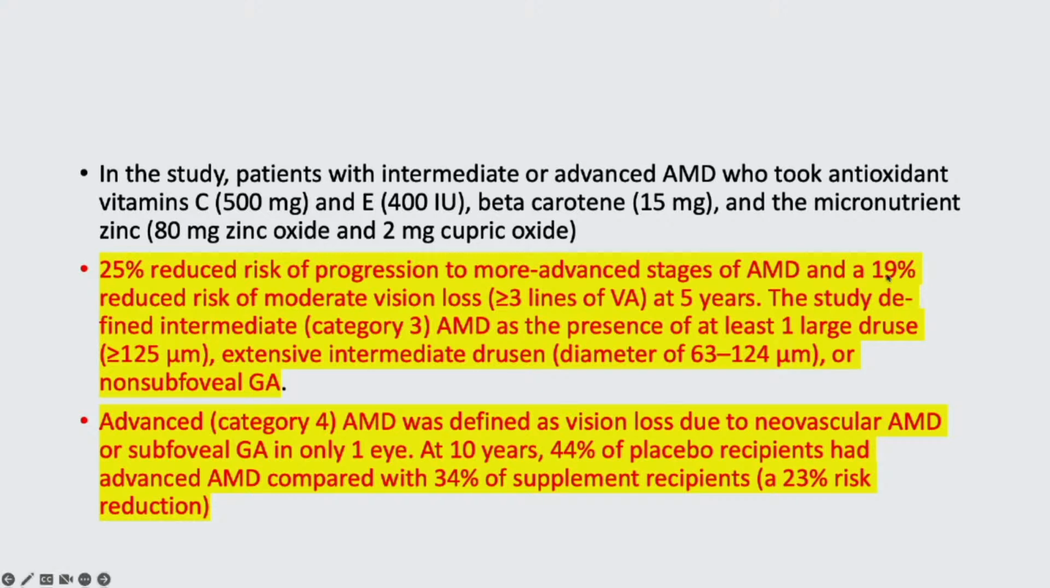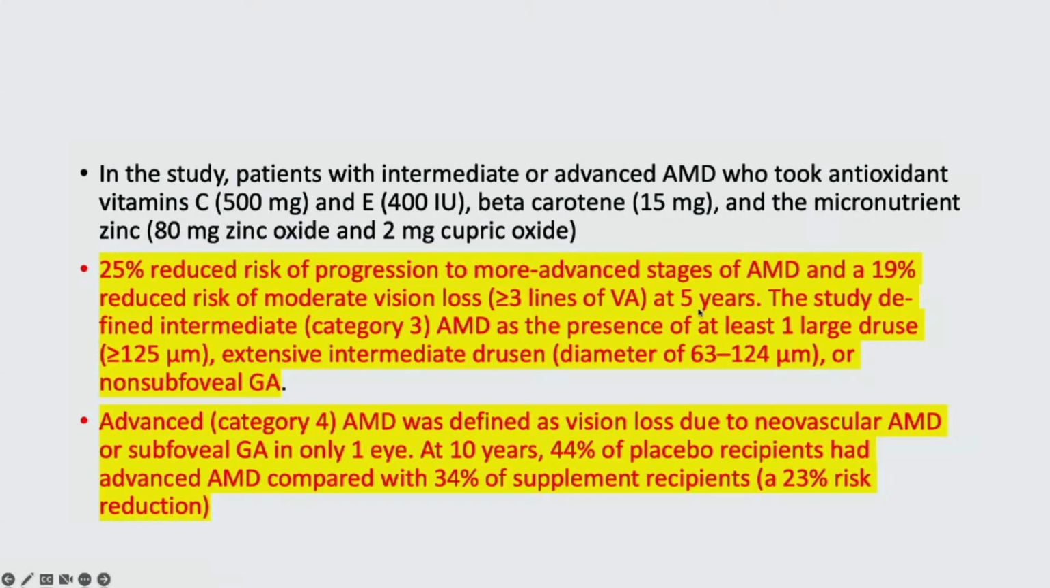Along with that, the AREDS1 report said that we should be using 50 milligrams of beta carotene and vitamin C. So when you're prescribing the drug, you should make sure that these are the ingredients which are there in it. What did this particular combination do was that it reduced the risk of progression into more advanced cases in about 25% of cases, and 90% risk reduction for severe moderate visual loss of more than 3 lines in 5 years.